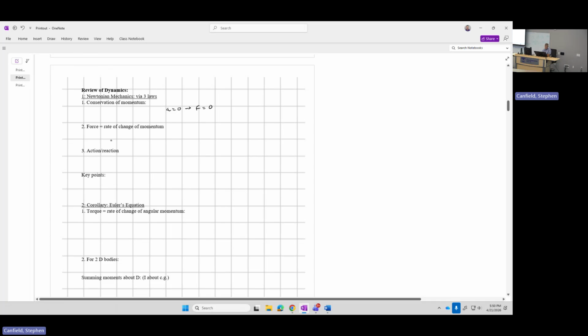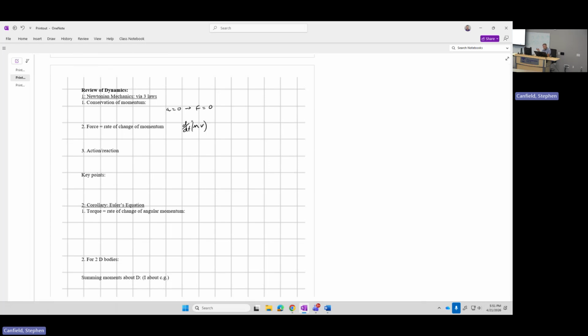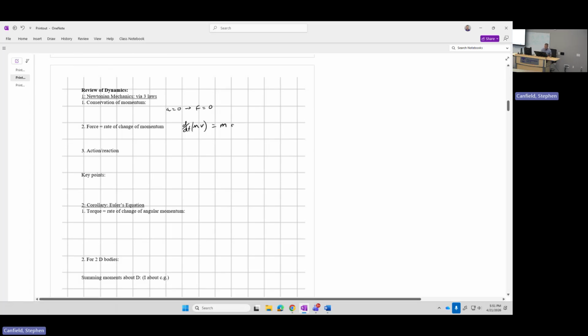The second one is force equals rate of change of momentum. So momentum is mv. If I take the rate of change of that, assuming mass is fixed, which is kind of typical, maybe not in rockets or certain things where I'm getting rid of mass, but generally we assume mass is fixed. In that case, mass is constant. So we get mass times the derivative of velocity, or acceleration, and that is defined as force. This is why I call this one Newton's second law.